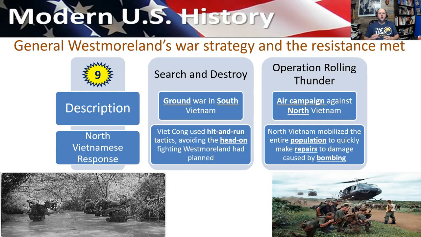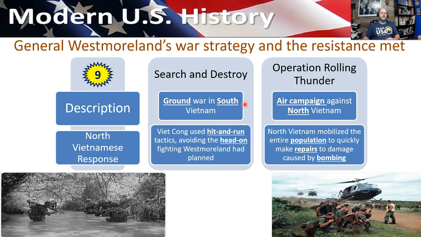All right, so once we fully immerse and escalate this war, and we have those 184,000, and that number's going to just continue to go up over time, U.S. troops in Vietnam, General William Westmoreland is going to have this strategy on how to carry out this war. So this is number 9 here. First, there's a search and destroy strategy. This is the ground war in South Vietnam. This is boots on the ground.